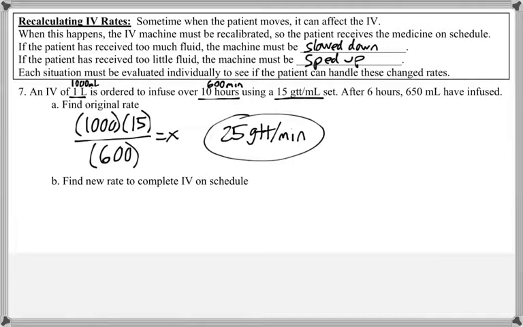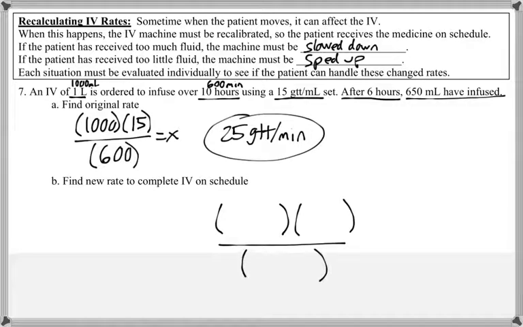Then it says after 6 hours, 650 mLs have infused. And they want us to find the new rate to complete the IV on schedule. So we check in after 6 hours and something has happened and it's no longer working at this rate of 25 GTT per minute. And we need to recalibrate it to compensate for the change that's occurred. So I'm still working with the formula, and I'm still using the same type of tubing. So the 15 is going to stay the same.